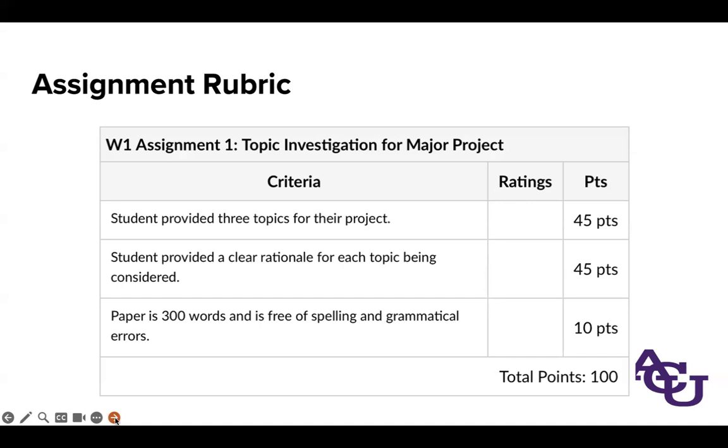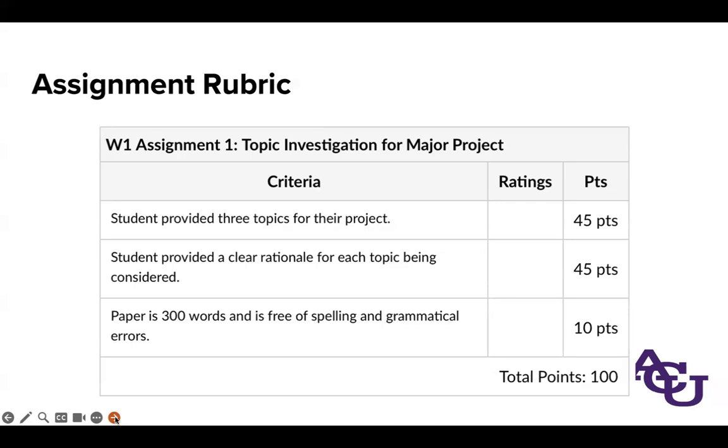Back to our specific assignment in your getting ready phase for the project. For this project, you're going to provide 3 topics for the project. That's about half of the grade. You need to provide a clear rationale for each topic, almost another half of the grade. 45 plus 45 is 90. That leaves 10 points out of 100 for being 300 words and for being free of spelling and grammatical errors.